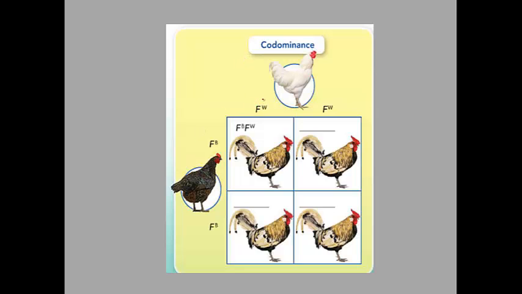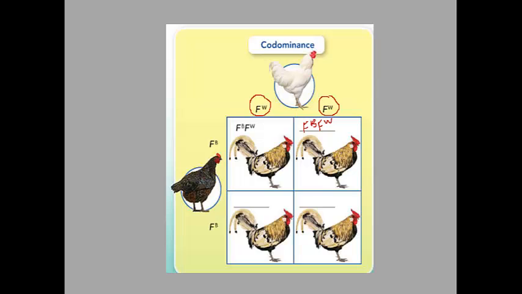Now I want you to look at the alleles here. The allele for feathers is F, but the white allele is a superscript W. So the only way to have a white chicken is if both of your alleles are capital F and W. Here's your black chicken. And again, the only way to be black is if you have both black alleles. So when you cross them, you know that the allele is going to be FF, but then you still take the W from this one and the B from this one.